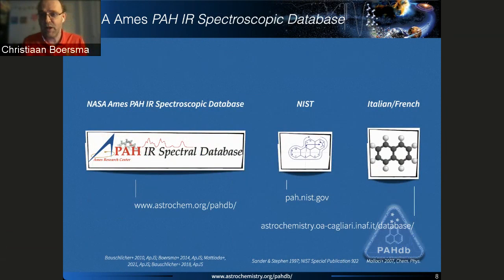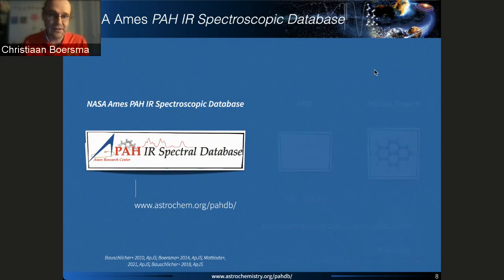There are currently a small number of PAH spectroscopic databases one could turn to. One's in Europe, the other one at NIST, and the last, the NASA Ames PAH infrared spectroscopic database. Since that's such a mouthful, we call that PAHdb for short. As you might expect, PAHdb is the focus of the remainder of this talk.